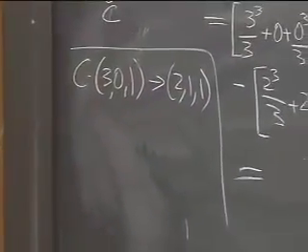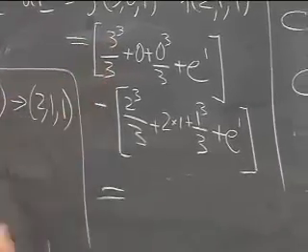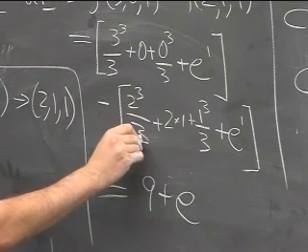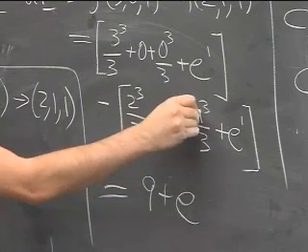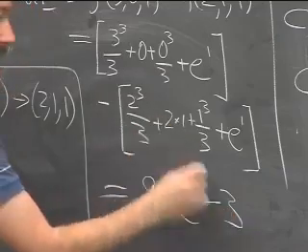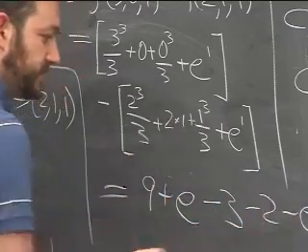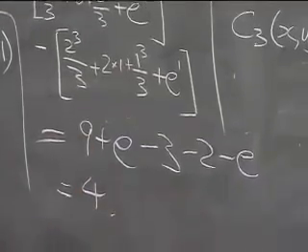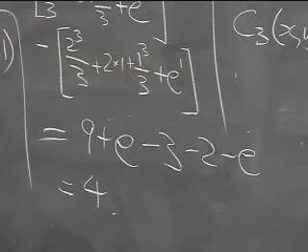Anyway, if we compute this, you get 27 over 3 is 9 plus e. 2 cubed over 3 is actually 8 thirds, plus 1 third is 9 thirds, which is 3. And then we have to subtract another 2 and another e. So it works out to be 4. And that's true no matter what curve you integrate over. Okay, so that example's pretty canonical.